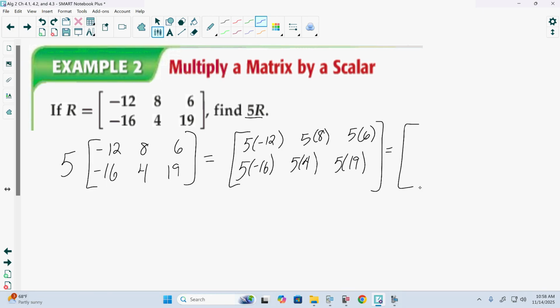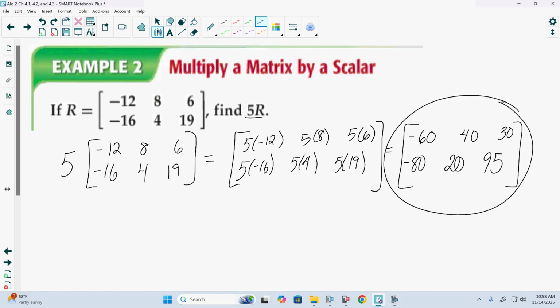But it'd almost just be as fast to just write it out and say 5 times -12 is -60. 5 times 8 is 40. 5 times 6 is 30. 5 times -16 is -80. 5 times 4 is 20. And 5 times 19 is 95.